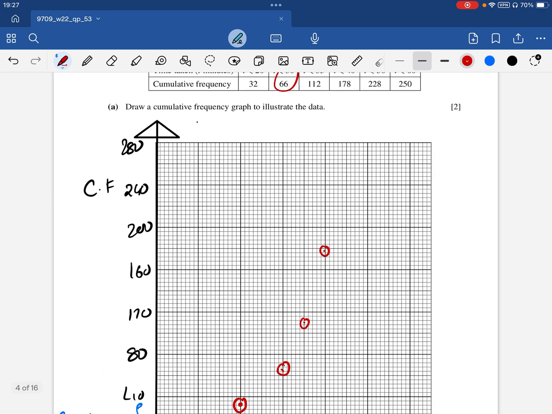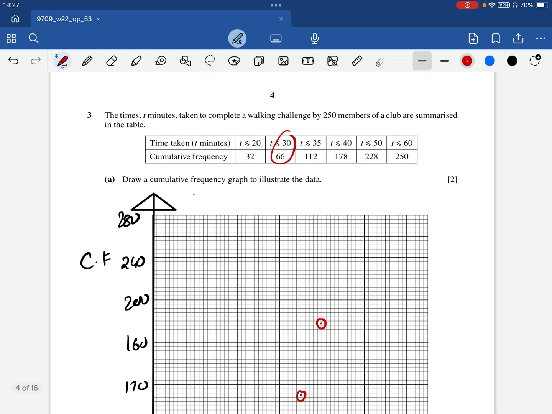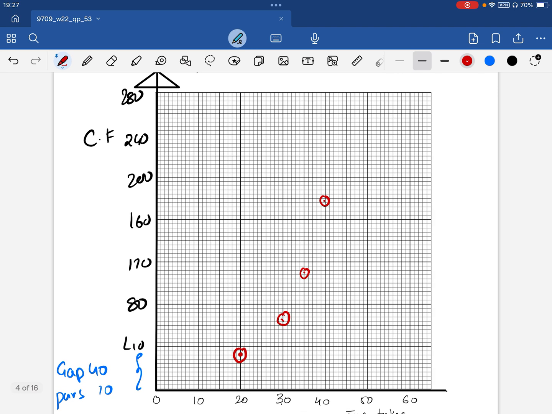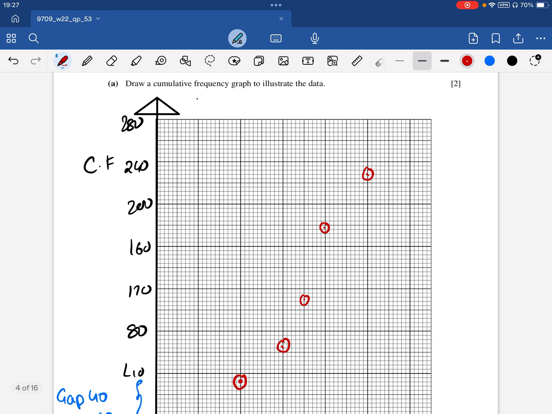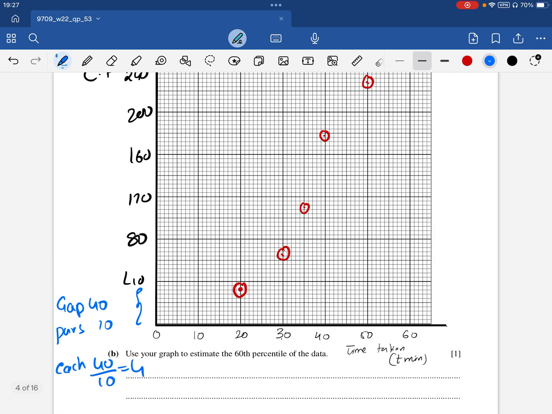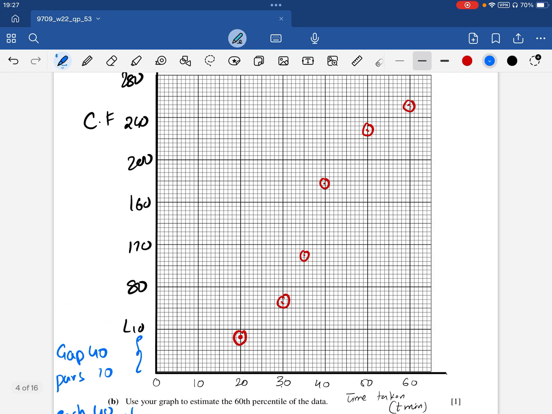Then 50, 228, and finally 60 is 250. So try to draw the cumulative frequency graph, joining all the points in a smooth curve.